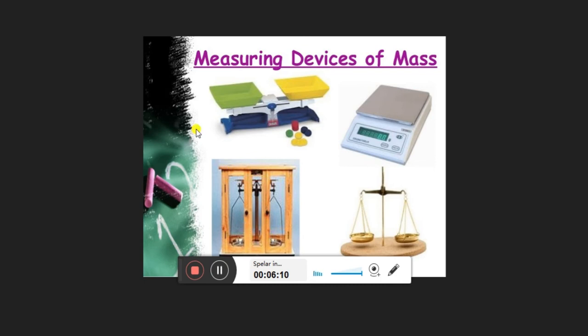Now children, see this one. This is the physical balance, which you will find in laboratories. These balances are very sensitive and can measure small amounts. Even the weight of a thread can disturb them. Very small amounts, that is a milligram, can also be measured, and this one is used in laboratories and by jewelry shopkeepers and goldsmiths.